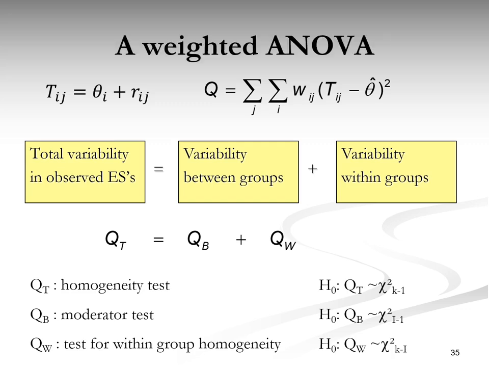So because now we are splitting the total variance in two parts, this is a kind of analysis of variance. But note a difference with an ordinary analysis of variance is that now we are going to give weights. We are going to look especially at larger studies. We are going to give more weight to larger studies. So this is a weighted analysis.